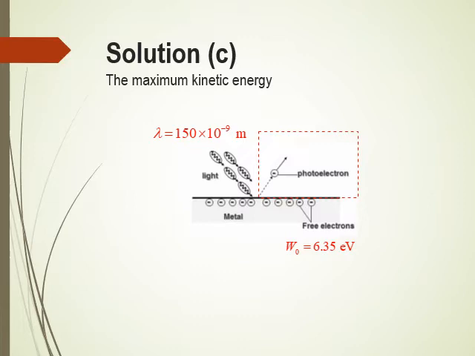So now let us determine the kinetic energy by using the equation E equals K max plus W naught. Because we have the information about the incident light, we have the work function. Therefore, we can apply this equation to determine the K max. So substitute the values in the equation and you will then obtain K max equals 1.96 eV.